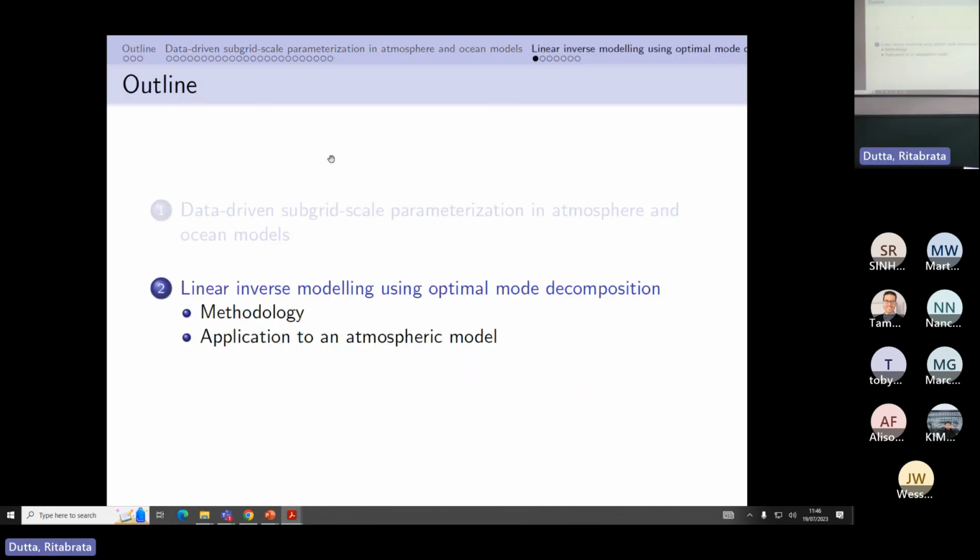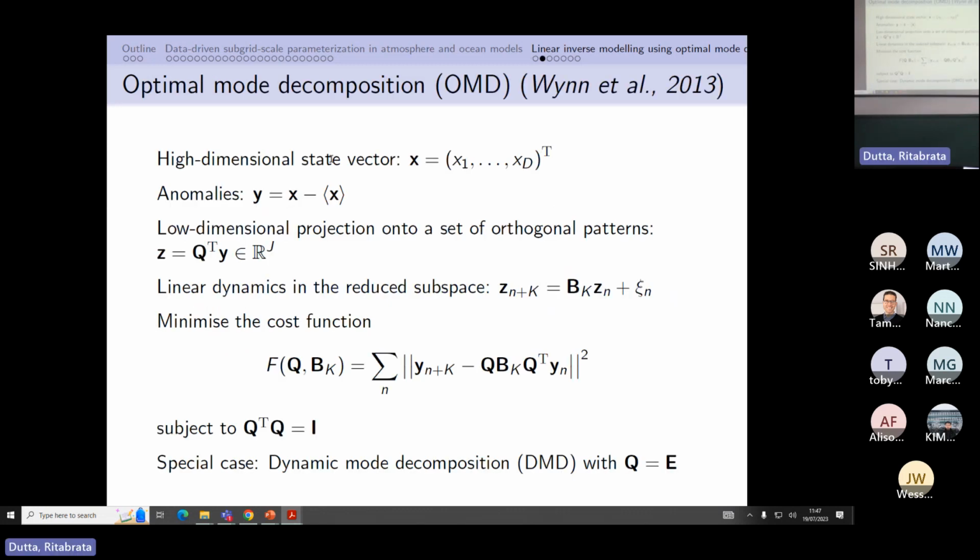I skip this. Just briefly, the second part of the talk, just the main essence. 5 minutes left here, just the main stuff. So that's a purely data-driven methodology now, so it's a bit different. It's purely data-driven linear inverse modeling. So we just have a data set of a system. We want to fit a linear model, just a linear model, which is optimized in the patterns we keep. The methodology is called optimal mode decomposition.